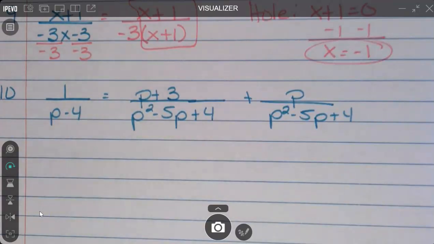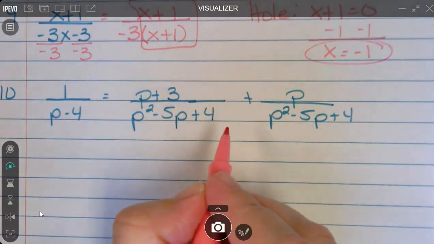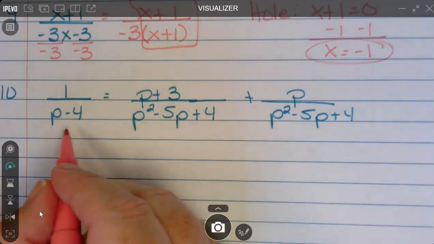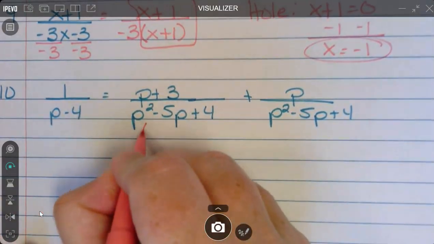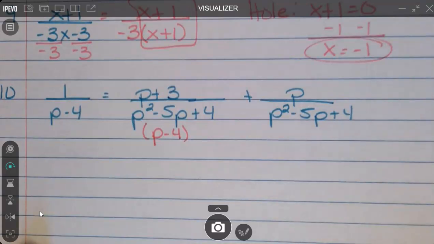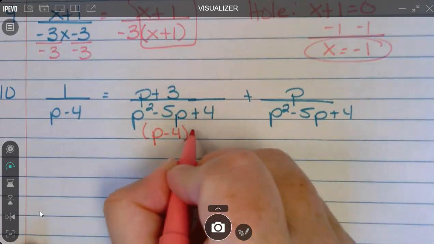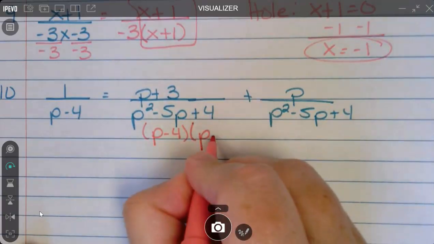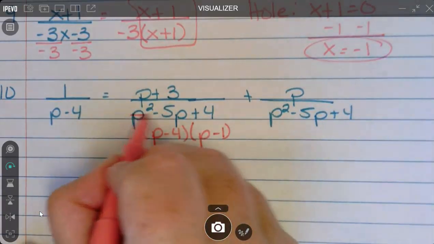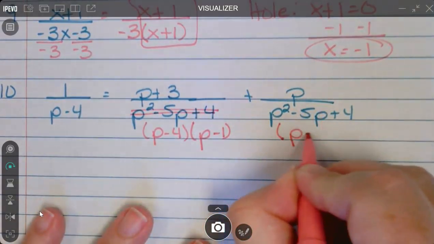Hey guys, so now we are in the solving rational equation portion. What we need to do here is first factor. Remember, if you struggle to factor, p minus 4 is going to be one of your factors. So negative 4 times what will give me positive 4? And the answer is negative 1. So we're going to take that out and rewrite this one as well.